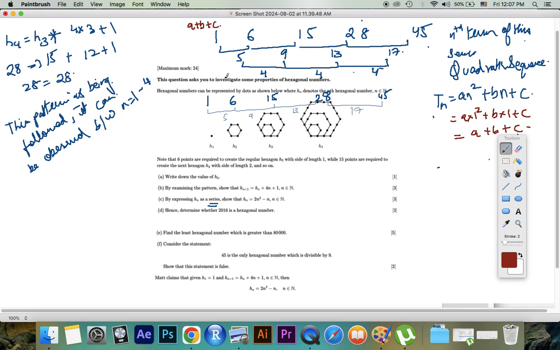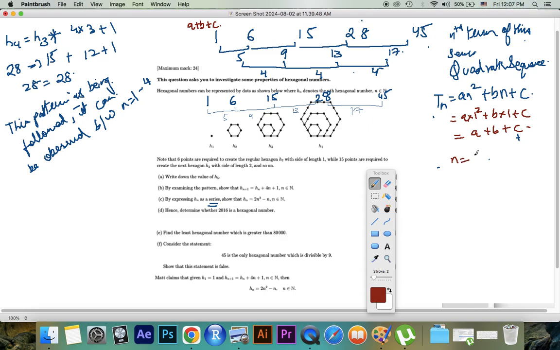Okay. Then the next term we'll see is 6. For 6, n is equal to what? N is equal to 2, right? So let's put n equal to 2. So what do we get? A into 2 square plus b into 2 plus c. So that becomes 4a plus 2b plus c, correct? And similarly, if you do the next one, it will become a into 3 square plus b into 3 plus c. So that becomes 9a plus 3b plus c.